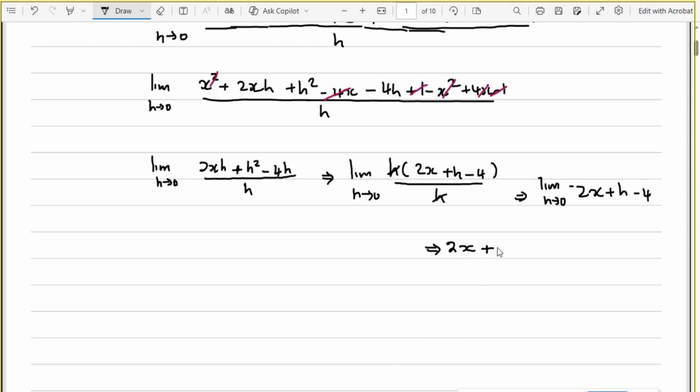So this is 2x. Where there's h, we substitute 0. Then the final answer is just 2x minus 4. Okay? Right. Look at this.